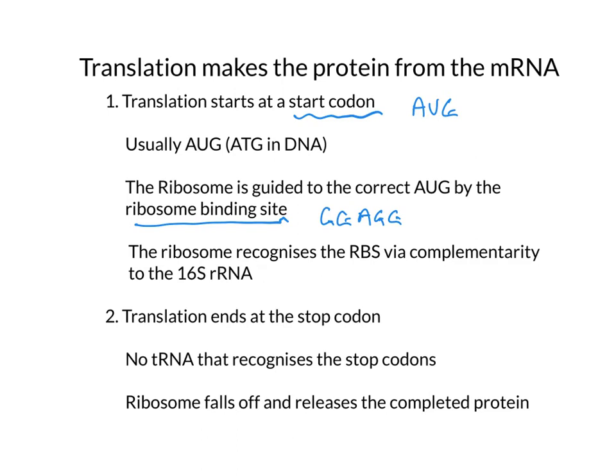Then translation ends at the stop codon. So it ends when there's a codon brought into place that there's no tRNA that recognises. And so the A site becomes empty and the ribosome falls off and releases the completed protein.